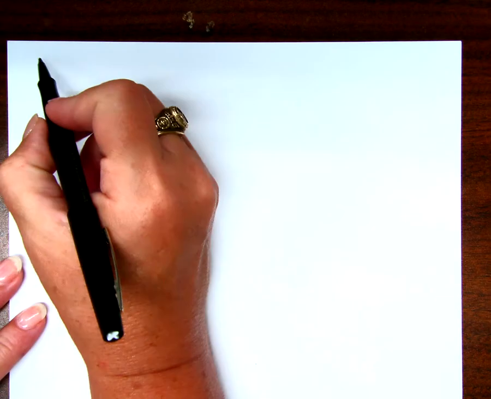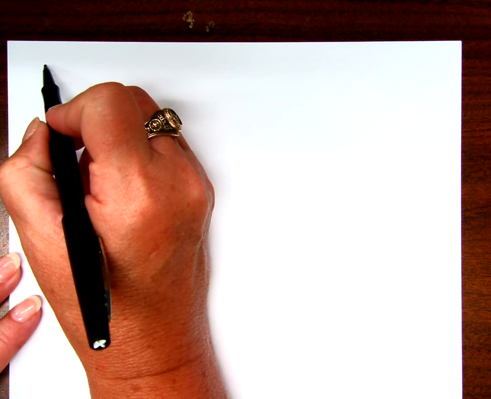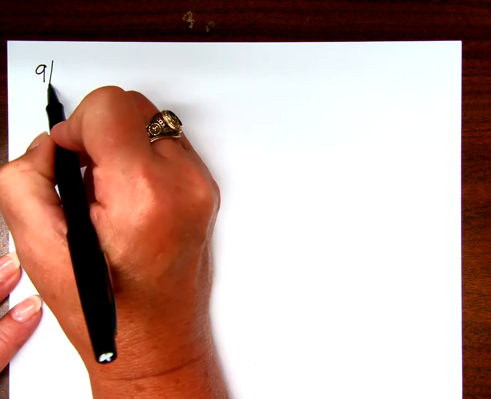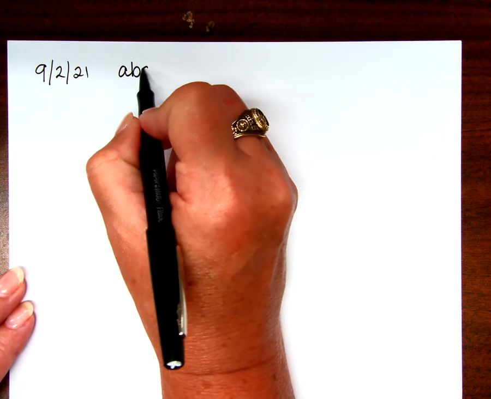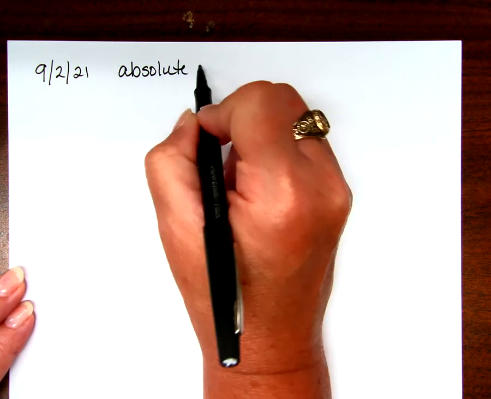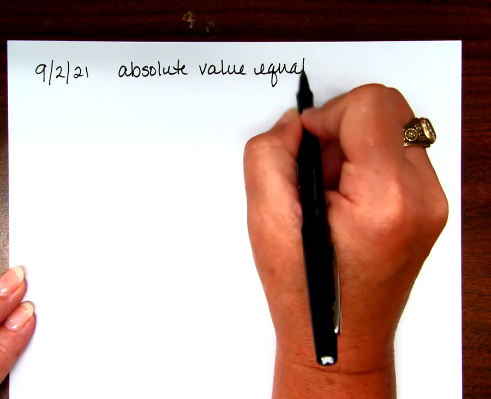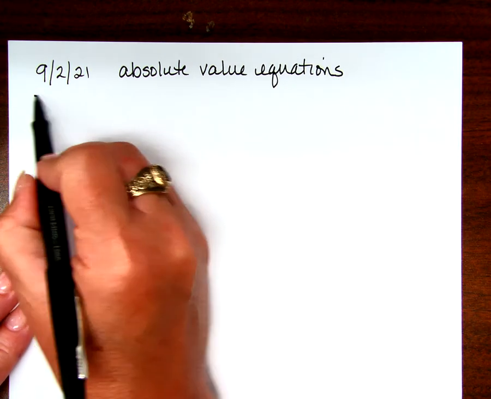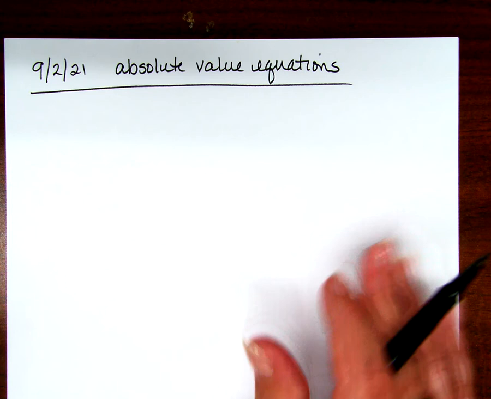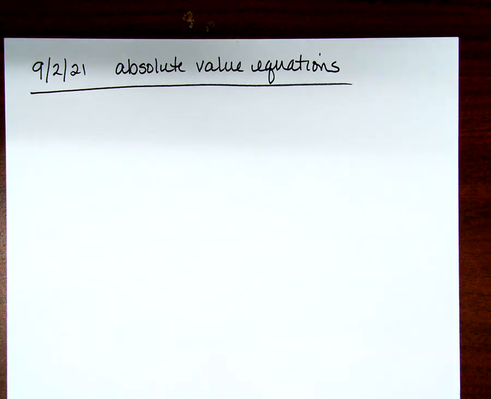So what do I need at the top of my notes for today? The date for sure. So 9/2/21. Yes? And what's our topic? Perfect. Absolute value equations. Okay? So if it's okay with you, we're going to start out real simple today.